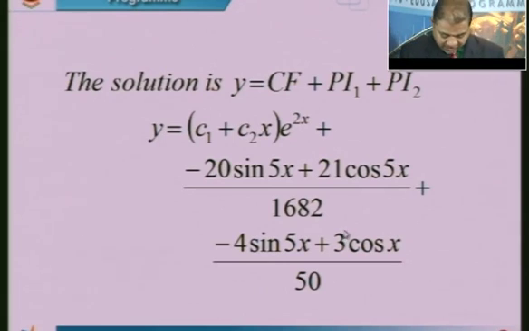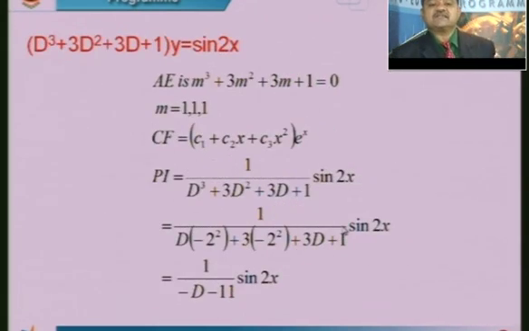We have seen in type 1 also, which consists of the higher order differential equations. In the examination you will also get cube and power 4 forms, D cube, D power 4. So, just two examples, one each for D cube and D4. I have taken D cube plus 3D square plus 3D plus 1 into y equals sin 2x. There is no change in the procedure.